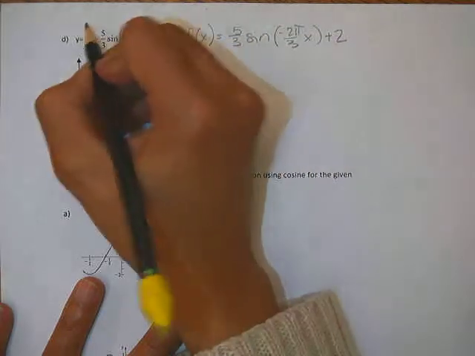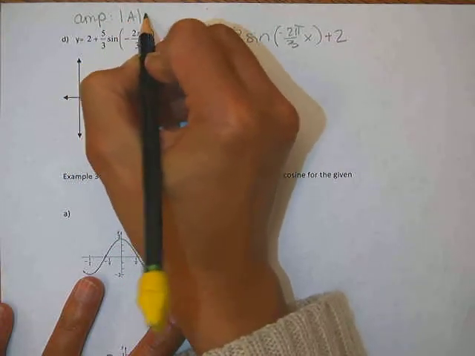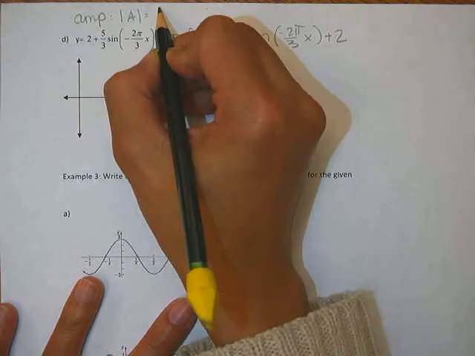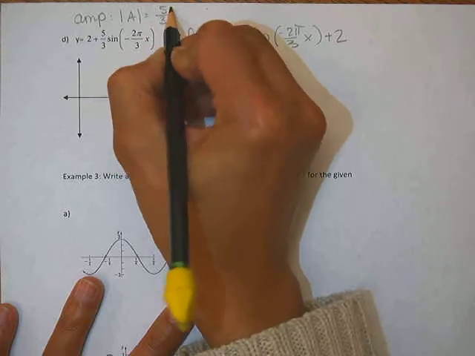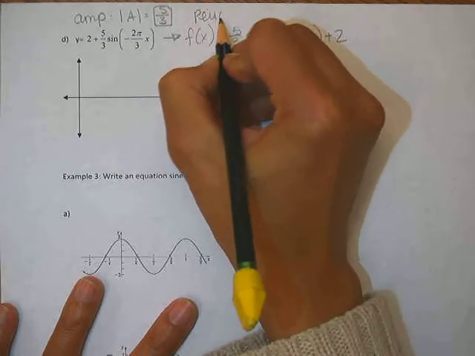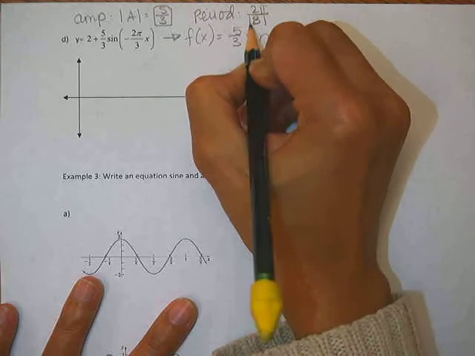Period and amplitude. Here we go. Amplitude is the absolute value of A, and A happens to be 5 over 3, which is in front of sine here. So the absolute value of 5 over 3 is simply 5 over 3. Period is going to be 2 pi divided by the absolute value of B.